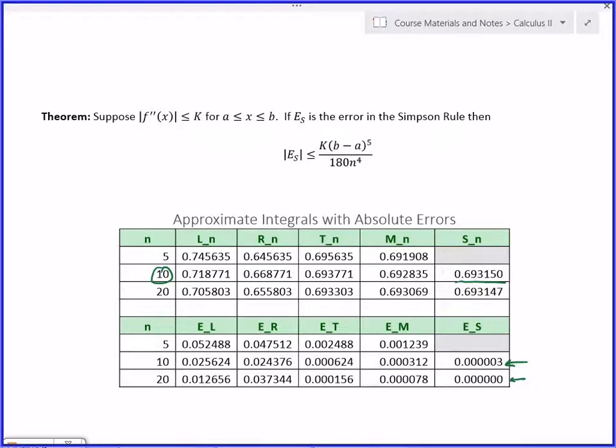Is the error right there, where it's 5 and it's 5? Yes, 5 is not an even number, so I can't apply Simpson's rule right here. So I couldn't compare it directly. I could try maybe n equals 6. If I did n equals 4, I actually get a better approximation than even the midpoint rule at 5. It's that much better.